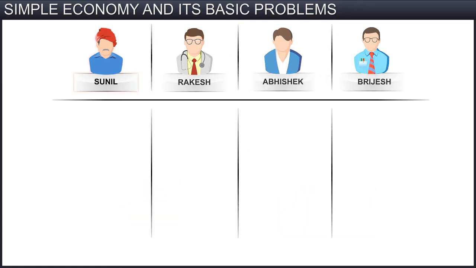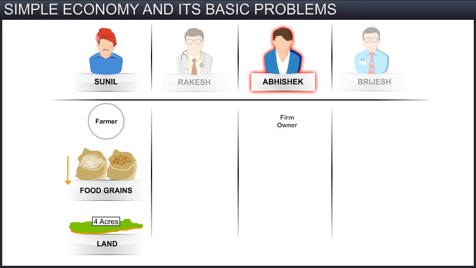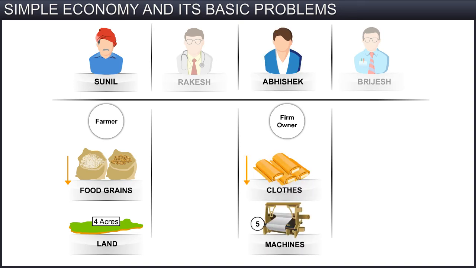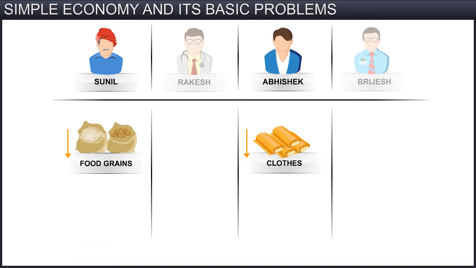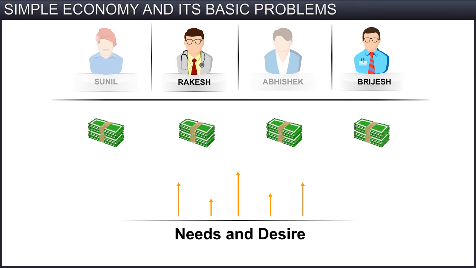Finally, they discover that Sunil, who is a farmer, could not produce more food grains with just 4 acres of agricultural land. And Abhishek, who is a firm owner, could not produce more clothes with just 5 machines. So, when they sold their products in the market, they actually earned a limited amount of money. Further, the incomes of the doctor and teacher are also limited, compared to their needs.